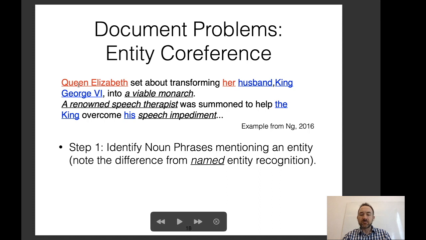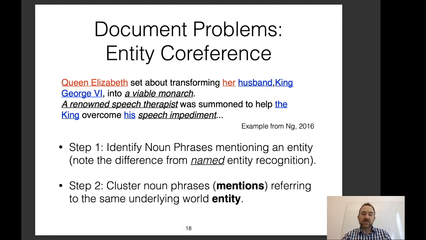Notably, this is different from named entity recognition. So we might have Queen Elizabeth here, but we also have other phrases like her that are talking about an entity. And normally these would not be tagged in named entity recognition. And then the next thing that we want to do is cluster these noun phrases referring to the same underlying entity. So basically we want to tell that Queen Elizabeth and her both refer to the same thing, and then husband, King George VI, the king, and his all refer to the same thing.